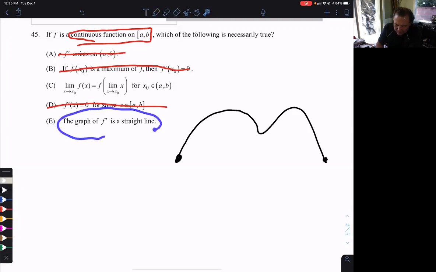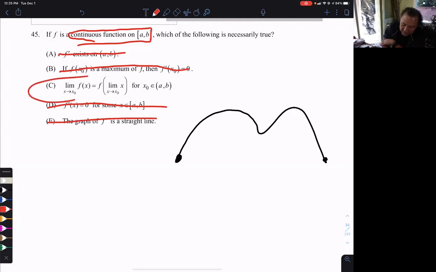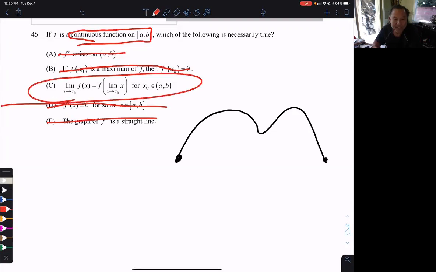The graph of f prime is a straight line. That makes no sense. They're saying f prime is just a straight line. It could be anything. I mean, that's obviously wrong, right? The derivative doesn't have to be x or 3x or 5x or 5x plus 3. The derivative of a continuous function you've seen could be sine, cosine, could be a lot of things. So clearly that's not true. By process of elimination, we choose C and we're done.